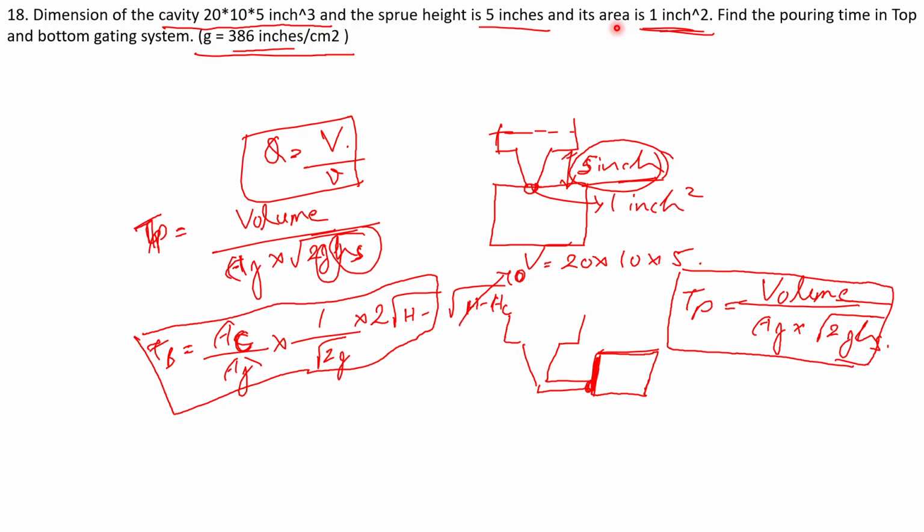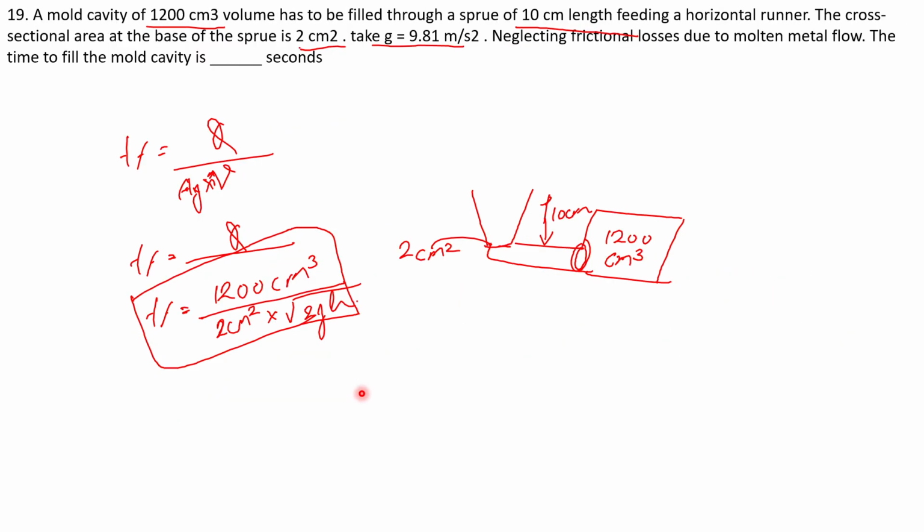But here we have given only sprue height. We have not given any pouring cup height. So that SC will become your sprue height only. So H minus SC will become 0. So the formulation that remains will be TB equal to AC upon AG into 1 upon root 2G into root 2H. So we have H as 5 inches, G is given in inches per centimeter square, and we have the cross sectional area of casting, and we also have the area of gate. So we can calculate the time required for filling for the bottom gating system.